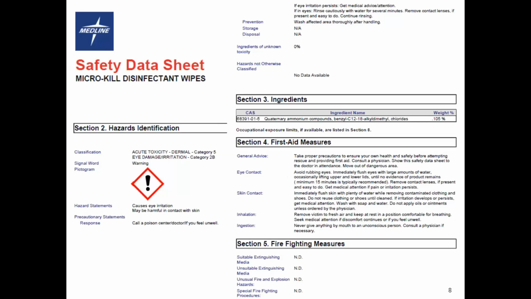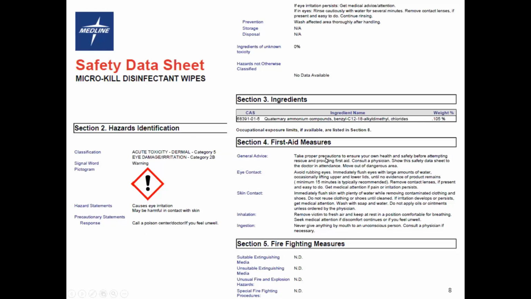This is like a scanned version. I took a picture of the Micro-Kill, those wipes that we use. Remember that, not the bleach ones, but the ones with the red. I think we ran out of them, but I wanted to show you guys this. So it's toxic, even via skin, dermal. Get it in your eye, it can cause damage and irritation. It can be harmful when it comes in contact with the skin. So if you're not feeling well after using these, call a poison center or doctor.